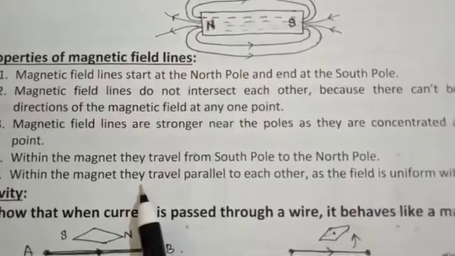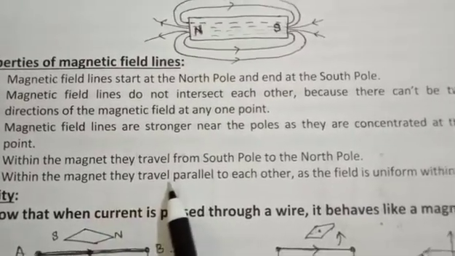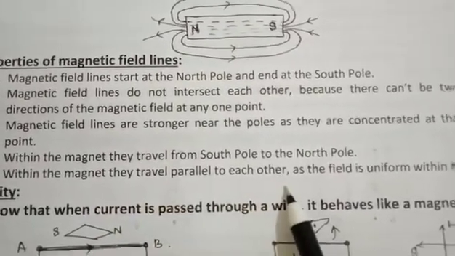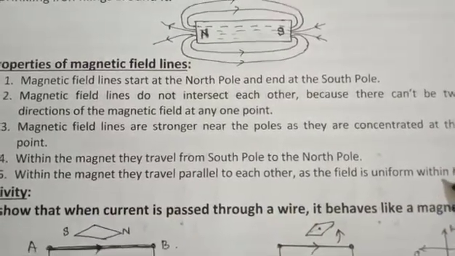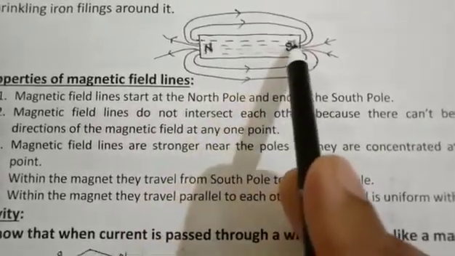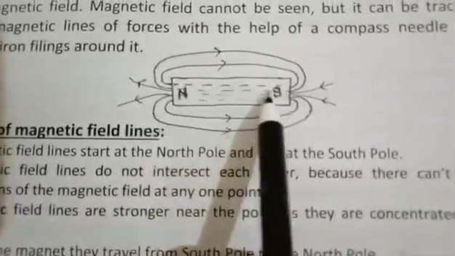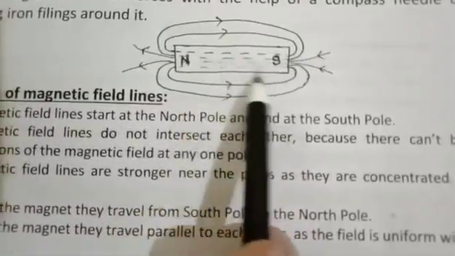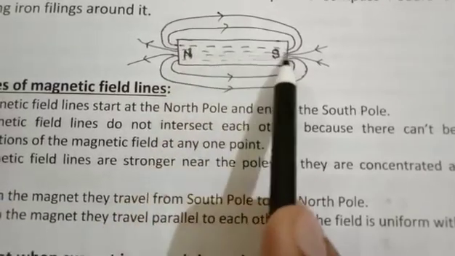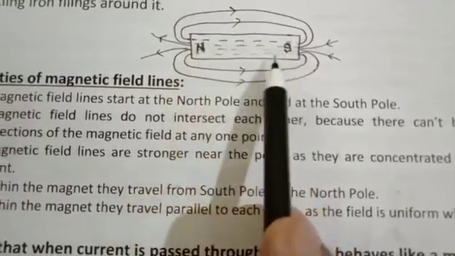Within the magnet, this is the fifth point, they travel parallel to each other as the field is uniform within it. The question comes, why can we see these lines parallel to each other? The answer is given here. These parallel lines represent the uniform distribution of magnetic field within the magnet.